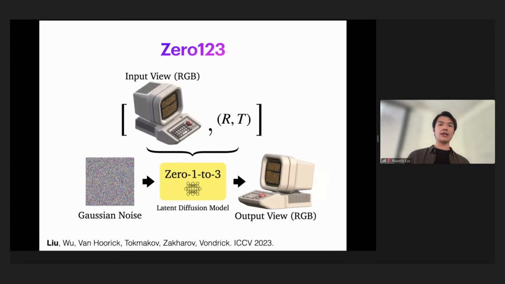We do a small adaptation to Stable Diffusion. Instead of conditioning on the text prompt, we condition on an input RGB image as well as a camera transform, right? So R and T basically is a camera transform matrix that defines the relation between your input view and your specified output view you want the model to generate. So Zero123 basically takes an input image and the RT matrix and generates the output view for you. This is the goal we want the model to perform, right?